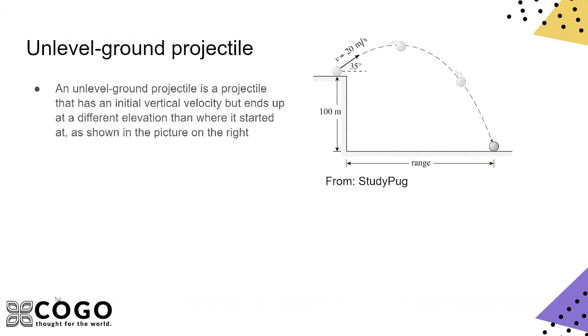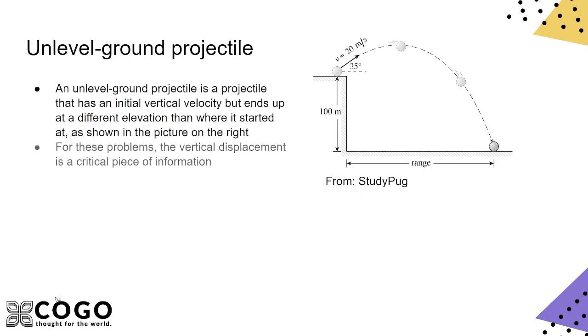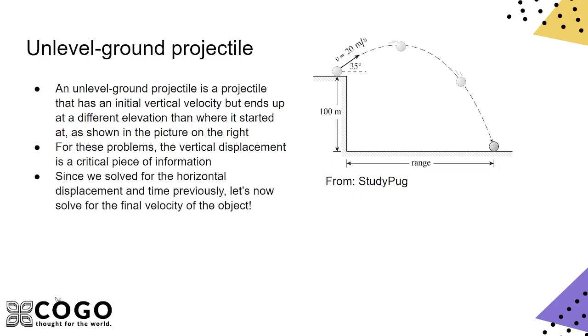Unlevel ground projectile is a projectile that has an initial vertical velocity but ends up at a different elevation than where it started at, as shown in the picture on the right. For these problems, the vertical displacement is a critical piece of information. Since we solved for the horizontal displacement and the time previously, let's now solve for the final velocity of the object.